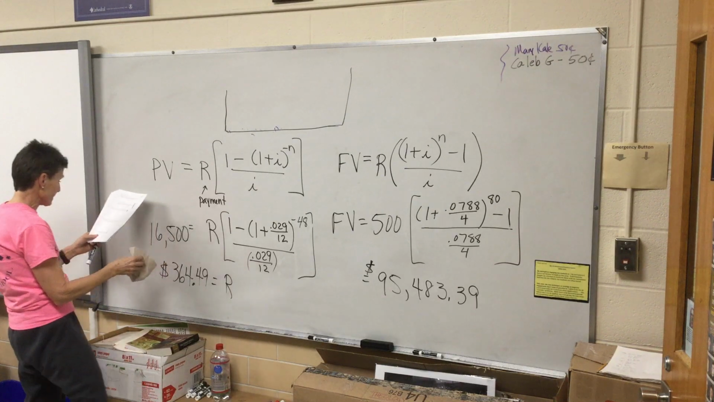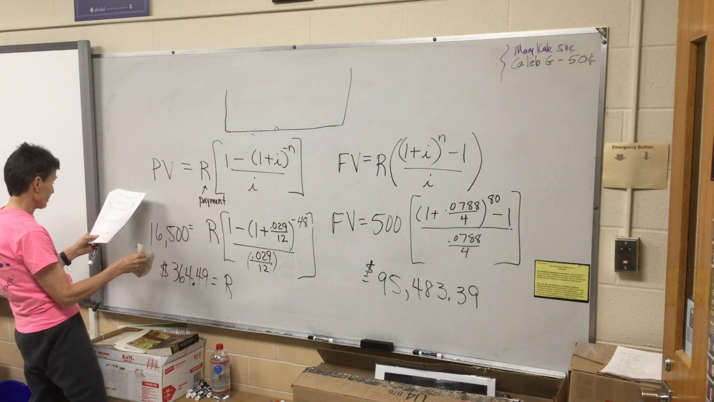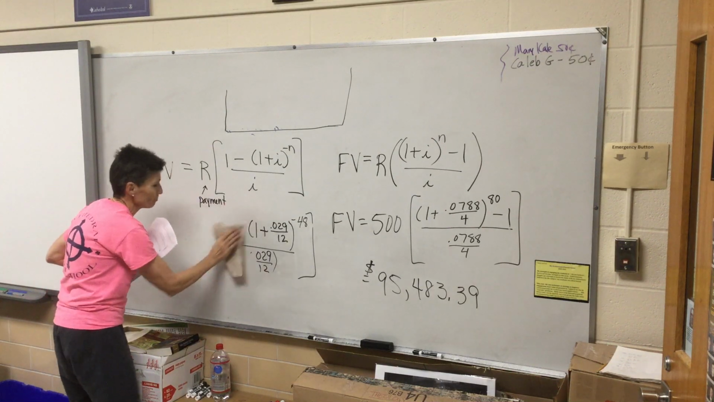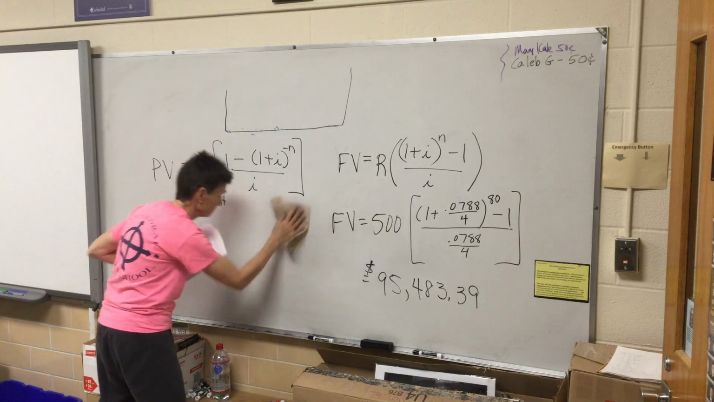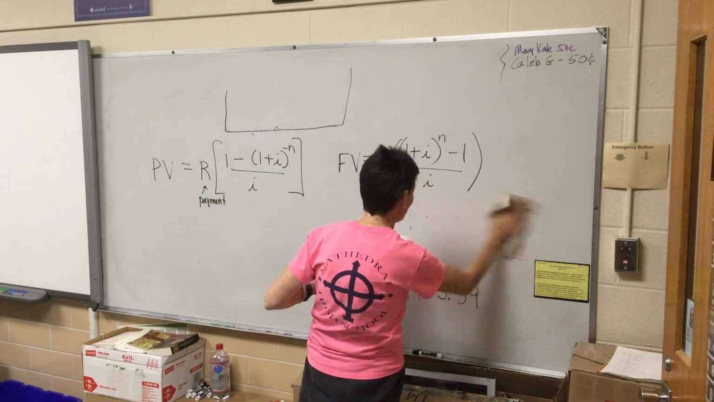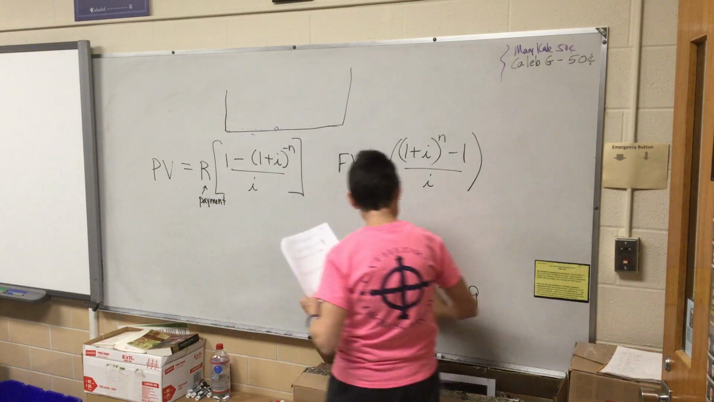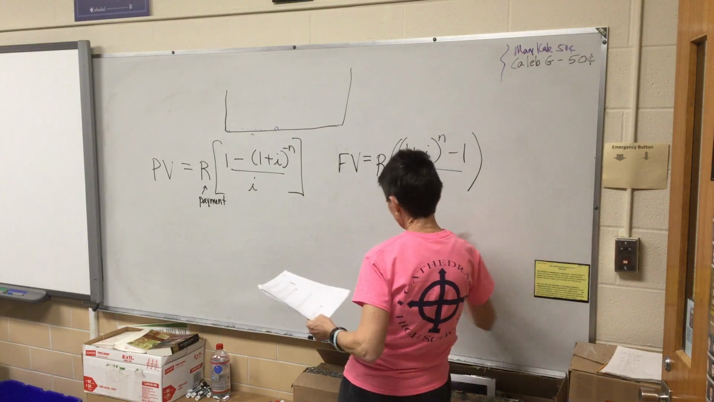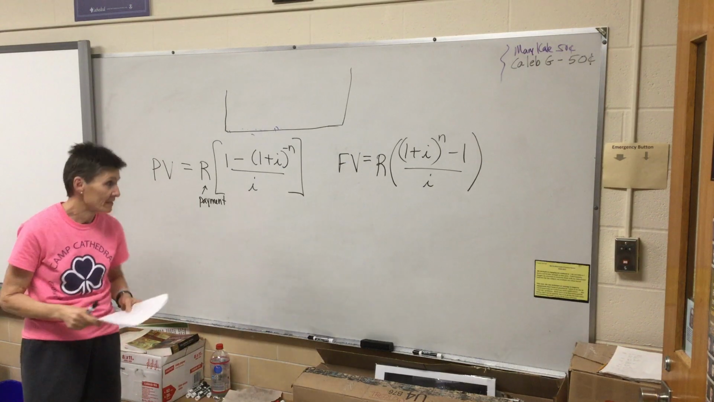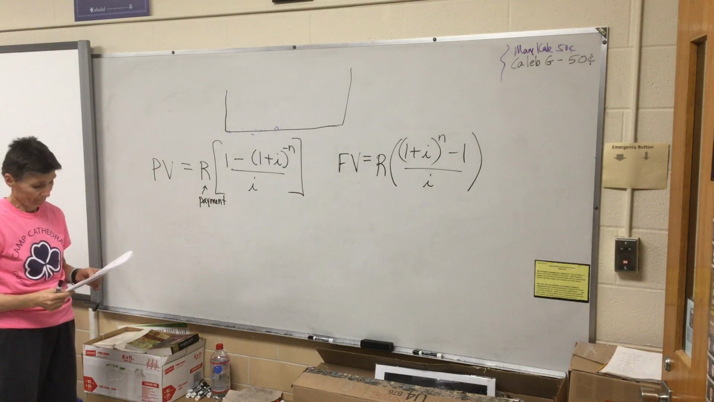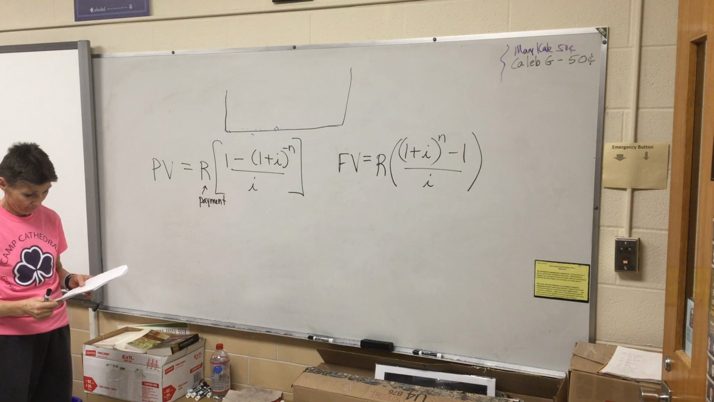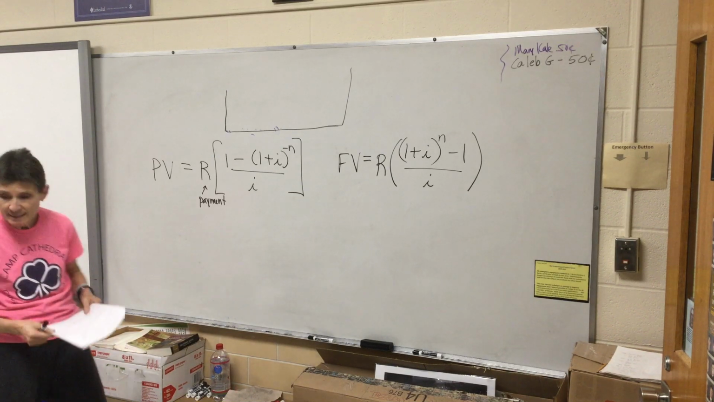All right, let's go on to number 11. Yep, number 11. I'm going to leave both my formulas up here. Which one am I going to use for problem number 11? PV or FV? Is it PV? Oh, yes, it is.